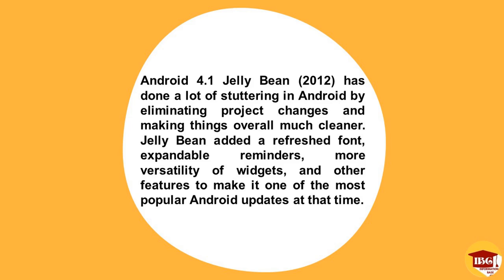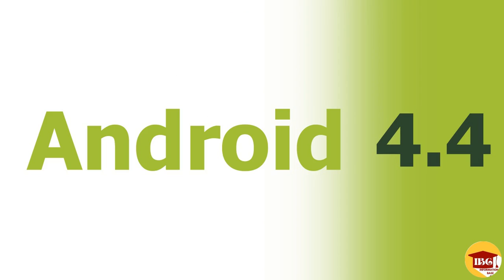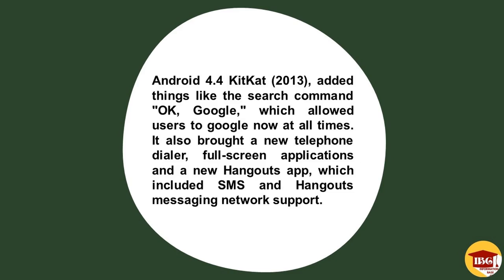Jelly Bean added a refreshed font, expandable reminders, more versatility of widgets, and other features to make it one of the most popular Android updates at that time. Android 4.4 KitKat 2013 added things like the search command OK Google, which allowed users to access Google Now at all times. It also brought a new telephone dialer, full-screen applications and a new Hangouts app, which included SMS and Hangouts messaging network support.